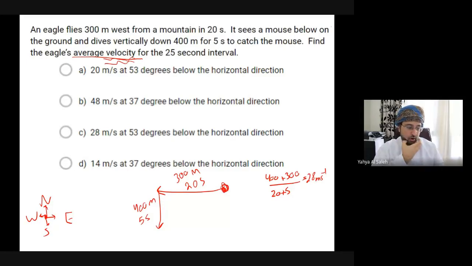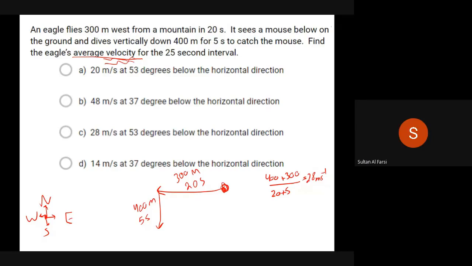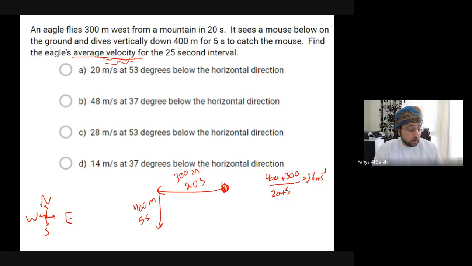Okay, one person said wrong. Why? Find the resultant first. Because it's not in the same direction. We can find the components of the x-axis and y-axis. Okay, both of you are correct.